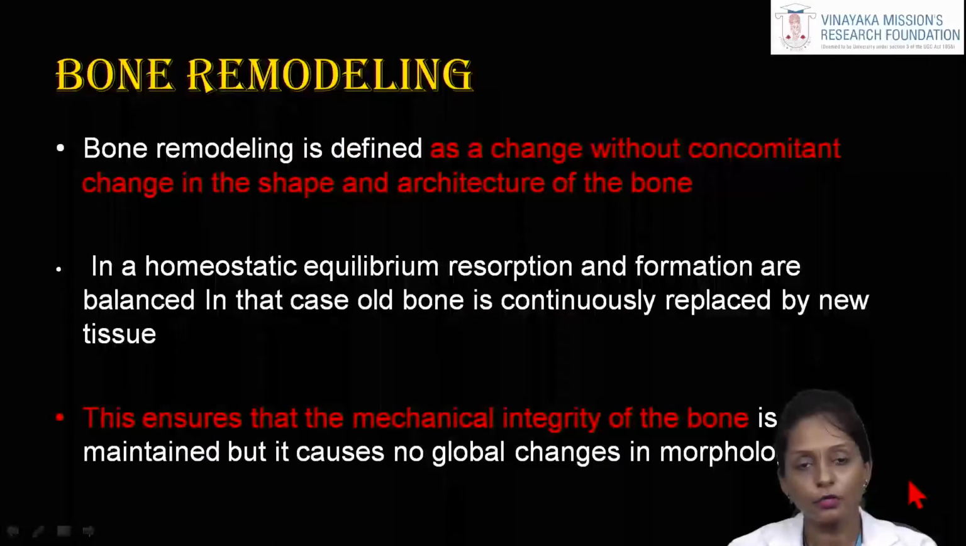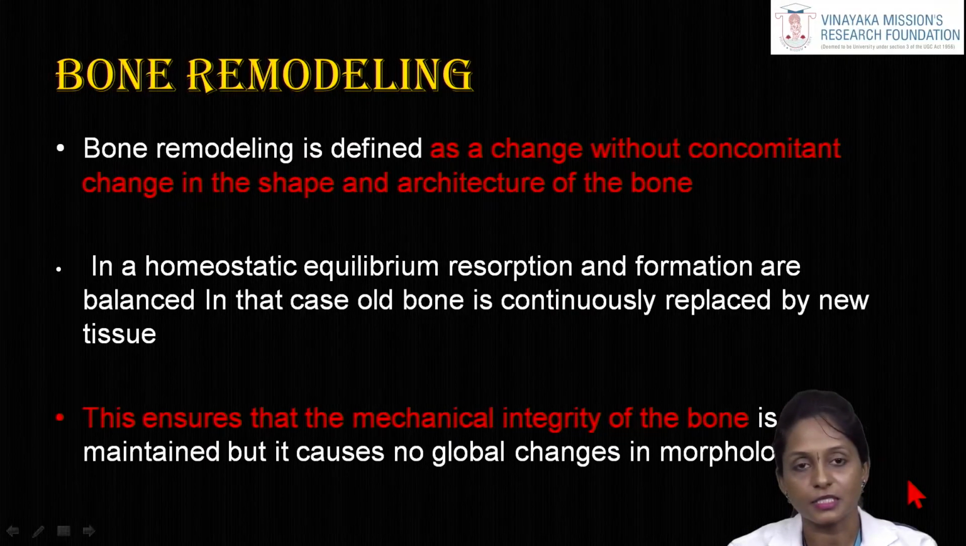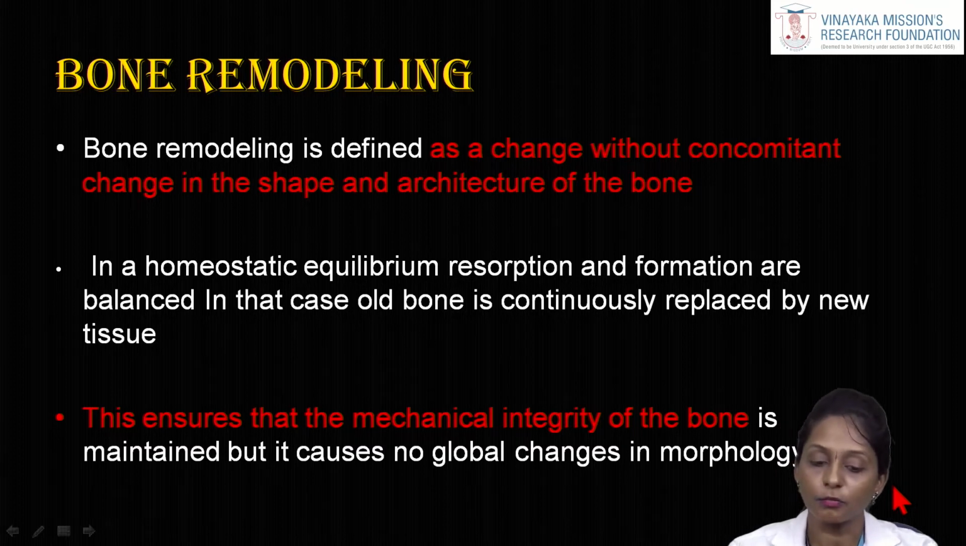Then moving on to bone remodeling, what is it? It is defined as a change in the bone without a concomitant change in the shape and architecture of the bone. So there is a homeostatic equilibrium, with resorption and formation balanced. In that case, the old bone is continuously replaced by new tissue.